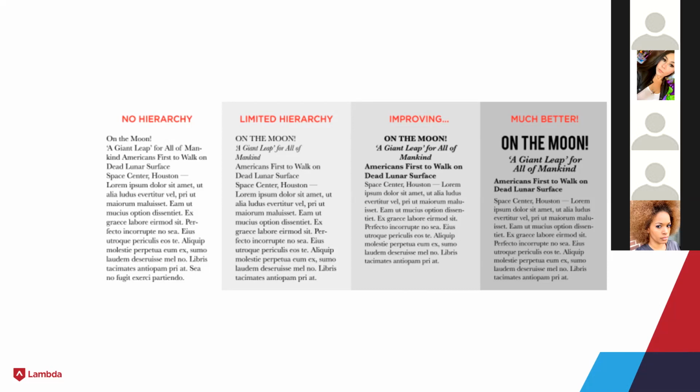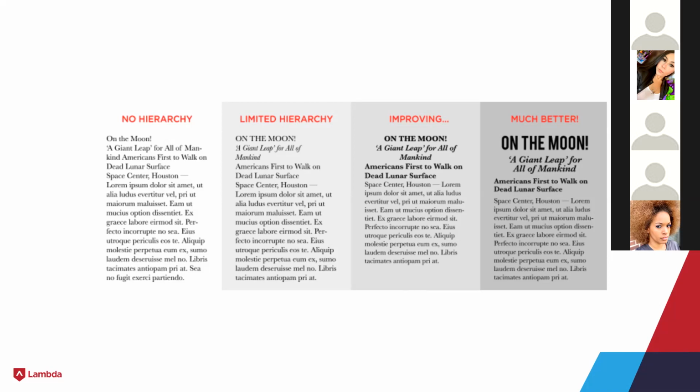But as we gradually move on to the other 2 pieces, where it says improving and much better, as this text hierarchy improves, we're able to quickly scan the text and understand more about it. So at improving, maybe I even have limited hierarchy. I can see my attention drawn towards "On the Moon." Then because the subtitle is italicized, I'm able to see "A Giant Leap for All of Mankind." But then as I continue to scroll down, it's just a bunch of text, and I'm not able to really differentiate it from "On the Moon" and "A Giant Leap."